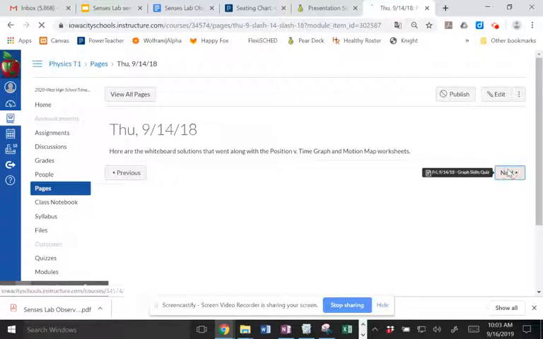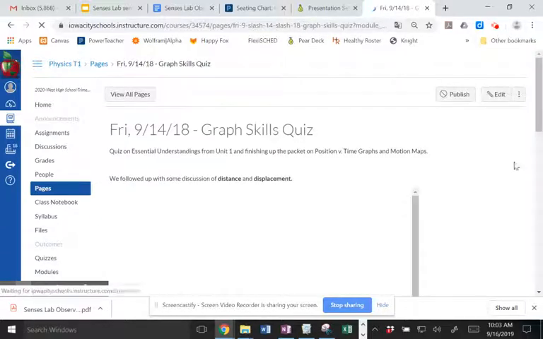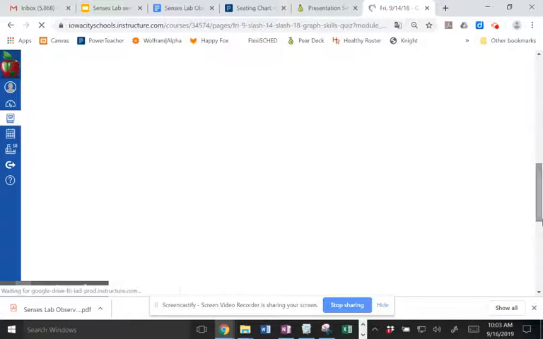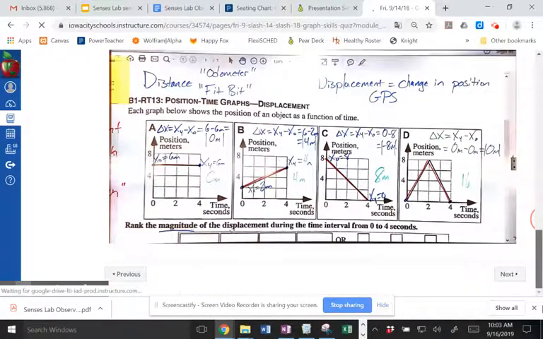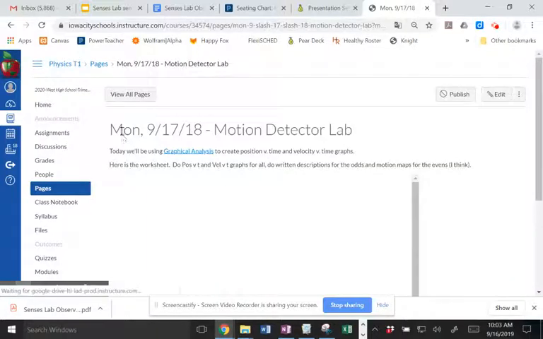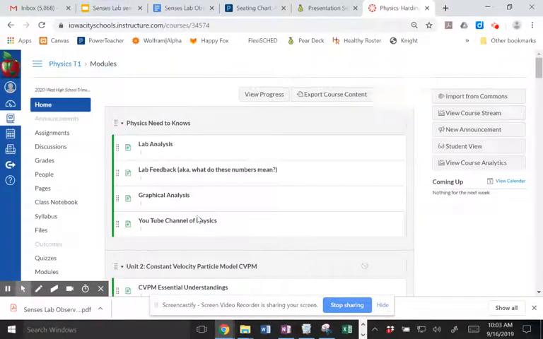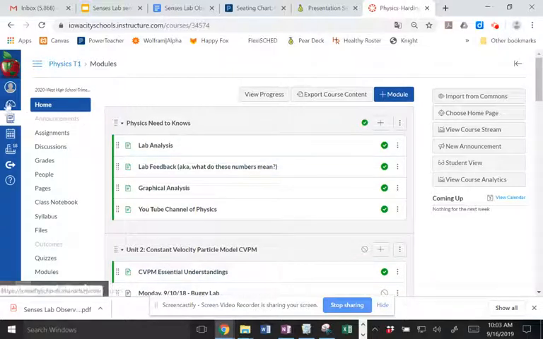Ah, that's not what I want. Yeah, I don't know where I thought I stuck those things. Anyway, you can see it on the dashboard here.